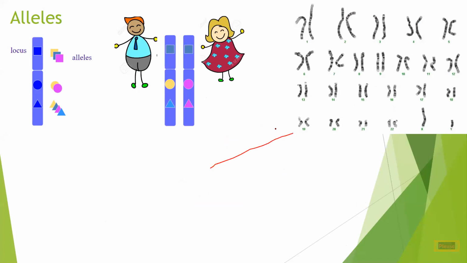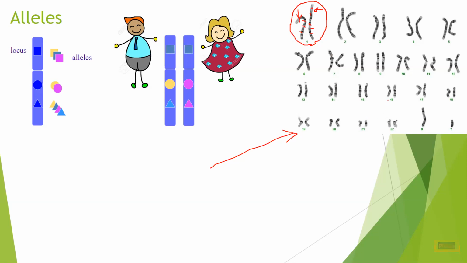To answer your question, let's use human as an example. These are all the chromosomes in a human cell. When we talk about this pair, these two chromosomes are called homologous chromosomes because they are similar to each other and they carry the same genes at the same locus. So these are homologous chromosomes.